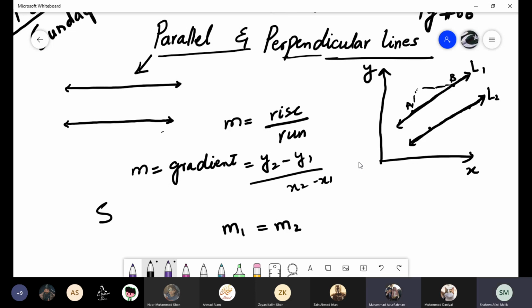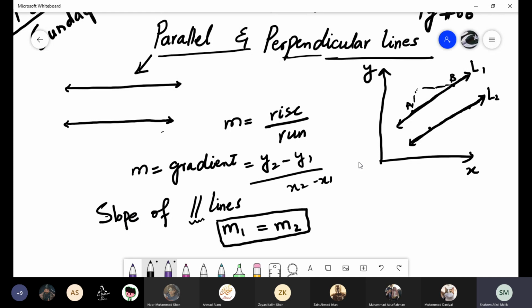What is the slope of two parallel lines? These are very important points you have to write before the exercise. Slope of parallel lines: m1 is equal to m2. This is the important point you have to write before the exercise.